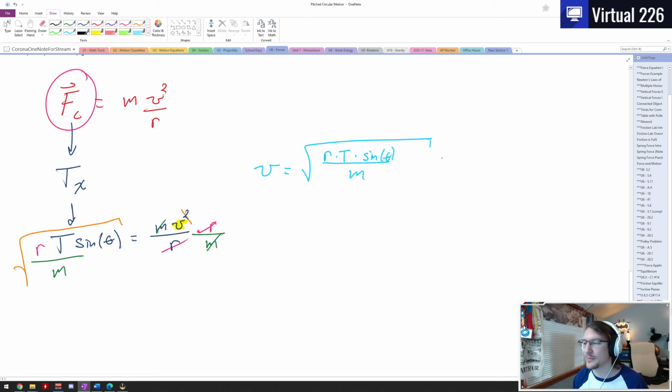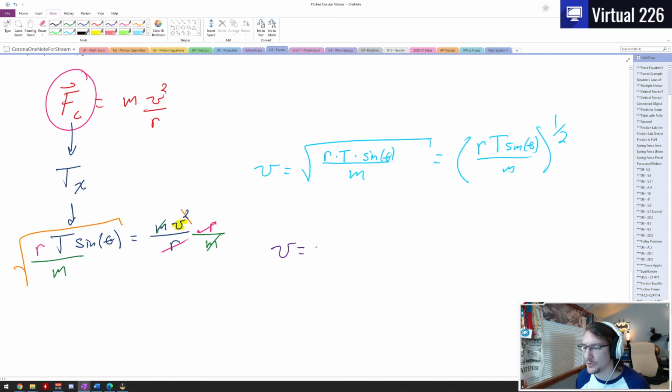And maybe you've been learning this in your math classes. You could also write this with parentheses, r T sine of theta divided by m, to the 1/2 power. So maybe that looks a little better for you if you're writing that out. Just however you like to do it. Either way, we can finally solve this problem.